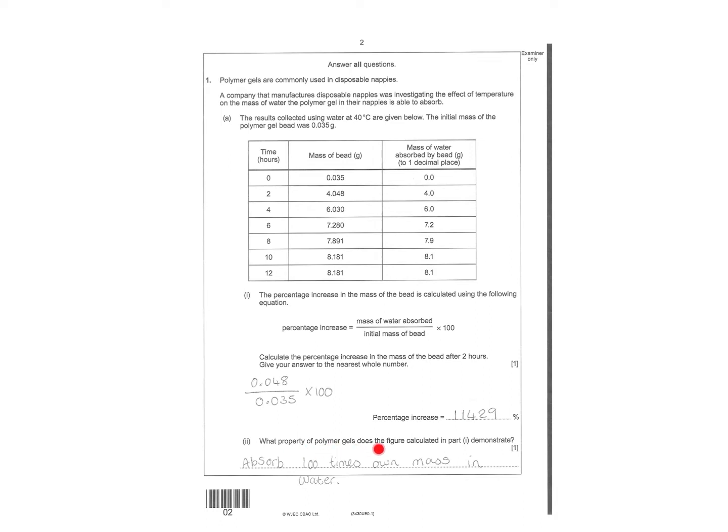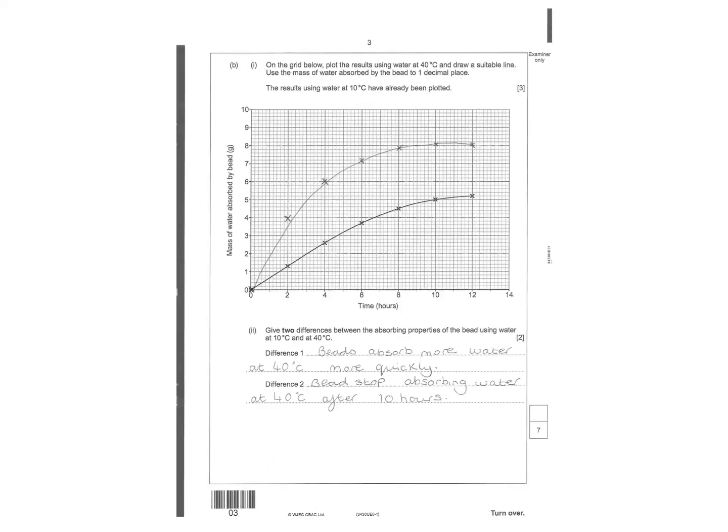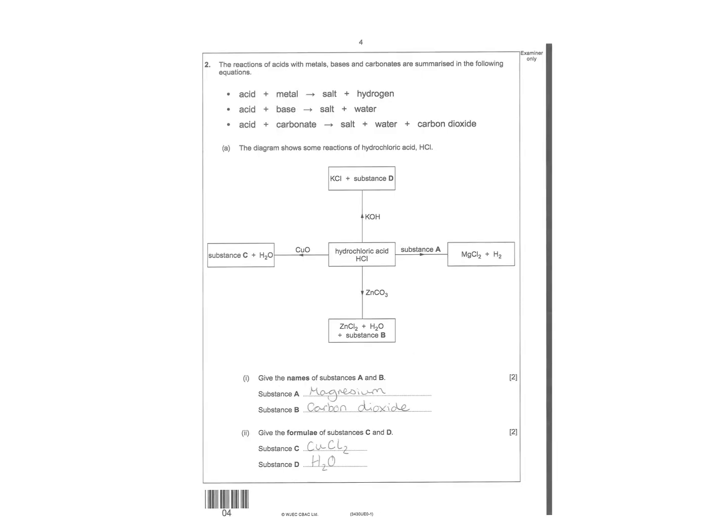What property of polymer gels does the figure calculate in part? They demonstrate the ability to absorb water 100 times, 1,000 times their size. Two differences between the properties of the beads using water at 10 degrees and at 40 degrees: beads absorb more water at 40 degrees more quickly, and beads stop absorbing water at 40 degrees after 10 hours. That's the kind of question that we have practiced loads.